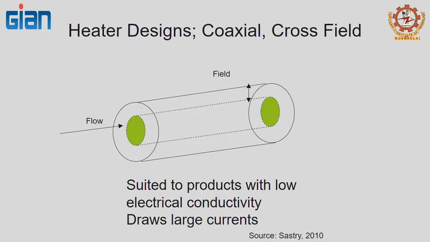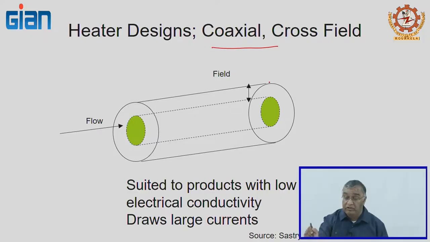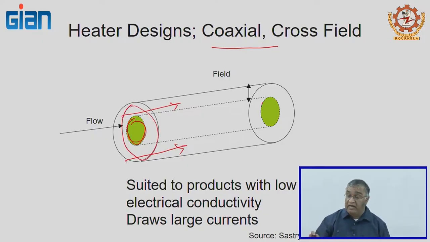The heat exchanger can have a coaxial profile. What that means is you have a tube, and you are passing the material through here, and you have an electrode here, so that you have one field here and one field here. So, you can have current passing through them. This is suited for products with low electrical conductivity, and it carries the larger current.